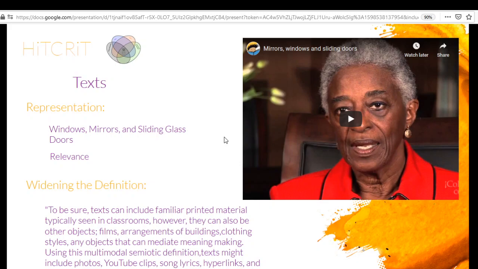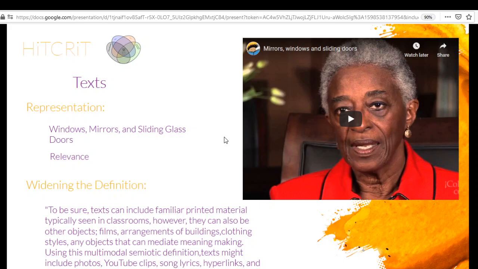So that's something that we think about representation wise. We also think about relevance. Are the texts that we're bringing to our students relevant to their lives and experiences? And something that we thought was very important to stress in writing about the HiTCRiT is that we need to take a broad definition of texts. Okay, we don't just mean textbook. We don't even just mean books.